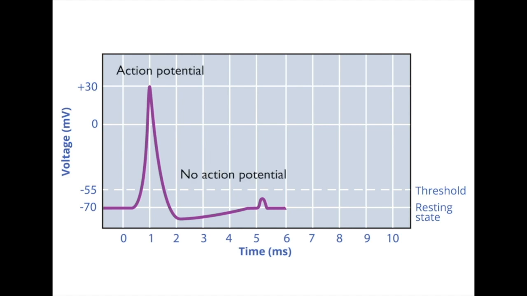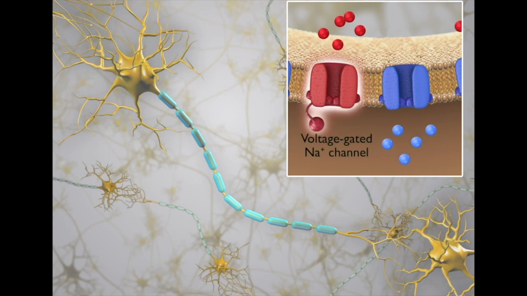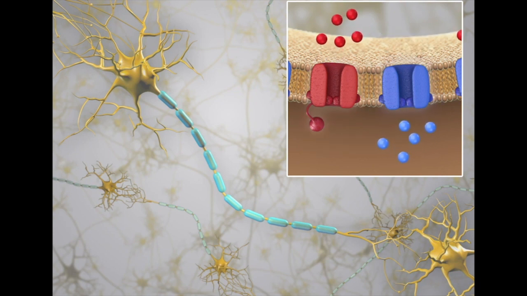When the initial segment depolarizes to a suprathreshold value, even one that is way past threshold, an action potential of the same amplitude is produced. Action potentials are always the same. The amplitude never varies.